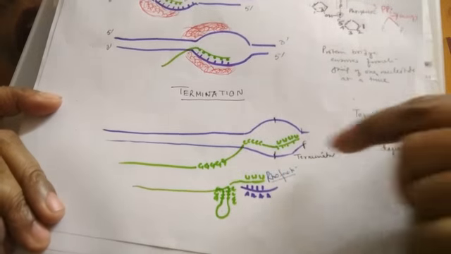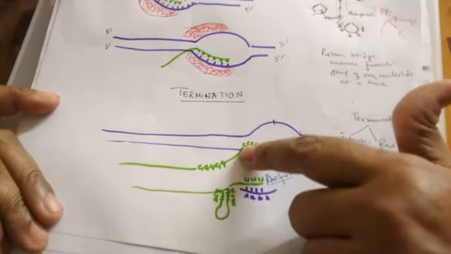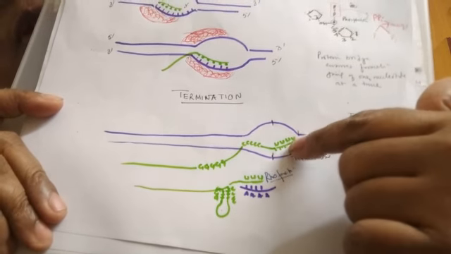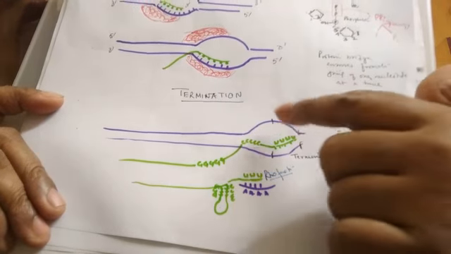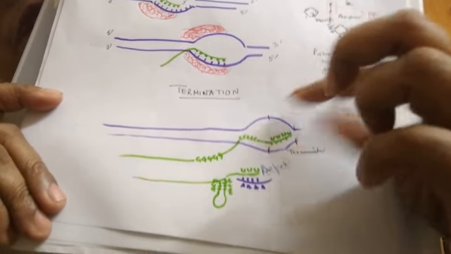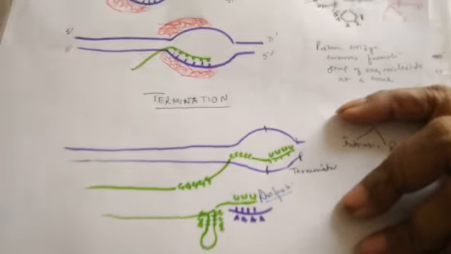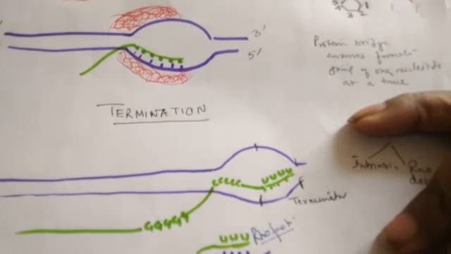So the rho factor as well as some intrinsic factor of the RNA helps to remove the chain from the DNA, and finally as soon as the chain is removed, the DNA duplex comes back to its normal position. The original position is restored. So this is about the transcription process. I think it is clear to you, so go through it.